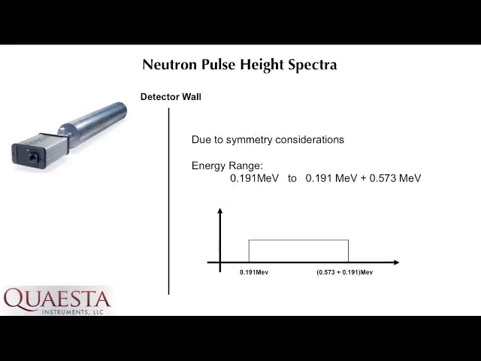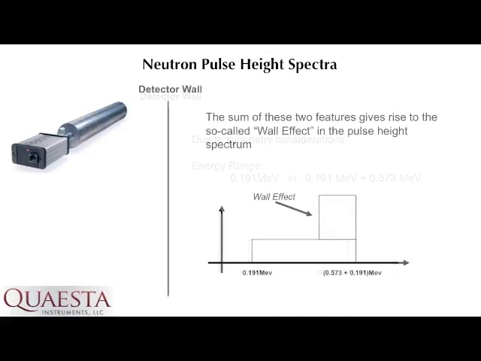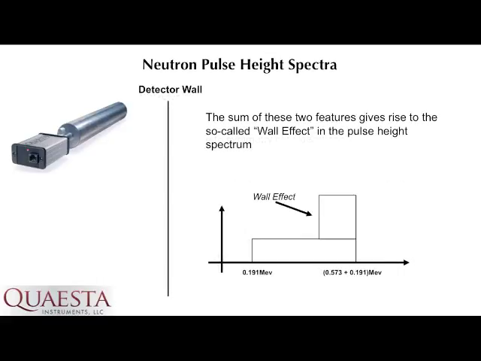Due to symmetry considerations under particle inversion, a second shelf exists that ranges from 0.191 megaelectronvolts to 0.191 megaelectronvolts plus 0.573 megaelectronvolts. The sum of these two independent features gives rise to the so-called wall effect in the pulse height spectrum. The particulars of this feature are strongly dependent upon the exact geometry, the size and shape of the detector.